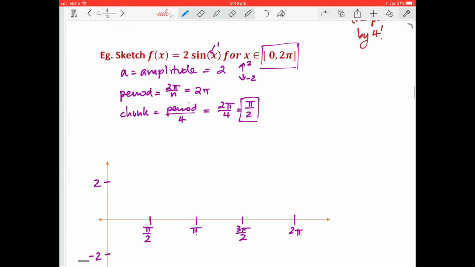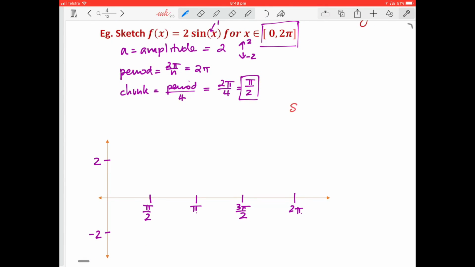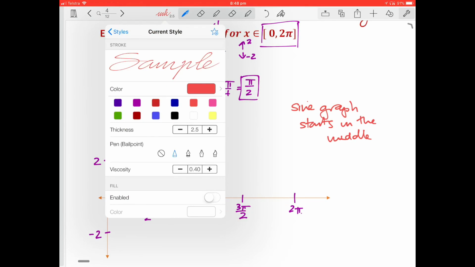Okay, from here, it's a sine graph. Oops, can't spell very well. Sine graph. So, it starts in the middle. So, let's have a look.